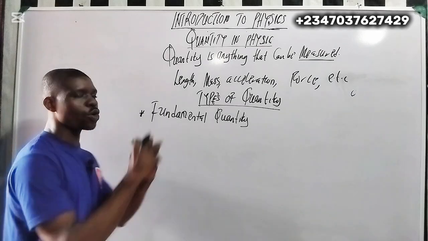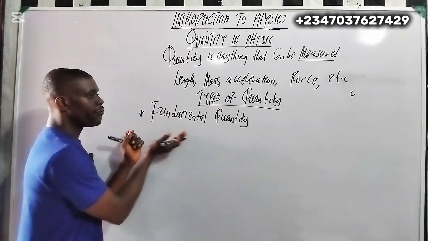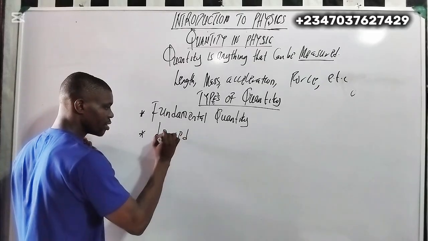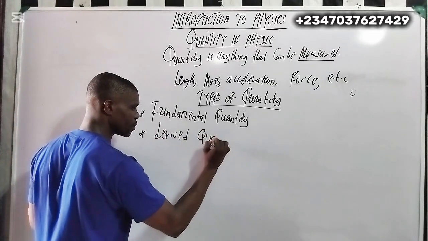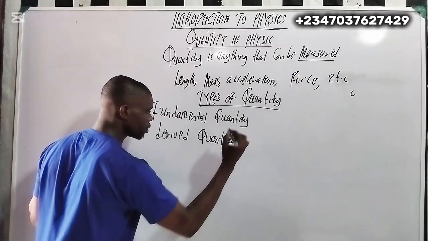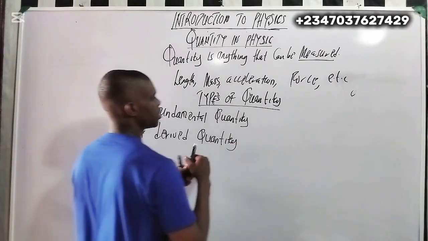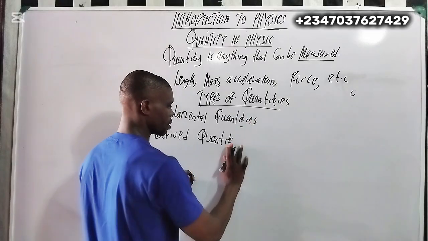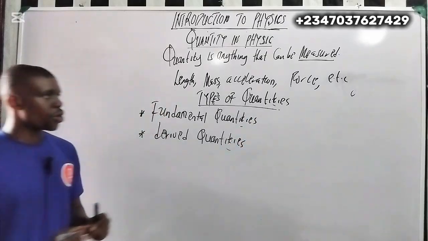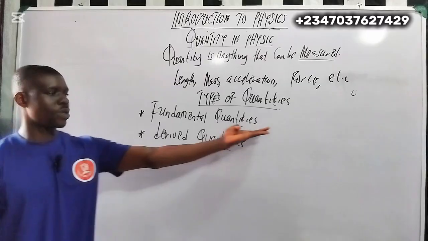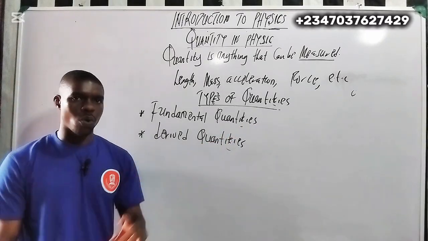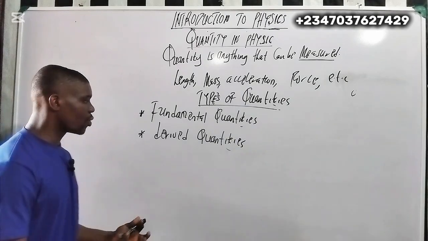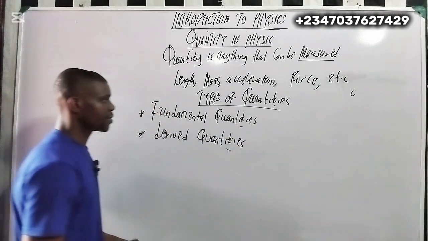Fundamental quantity. Now all the quantities in physics are divided into what? Fundamental quantity. Number two, derived quantity. So let us say types of quantities. We have fundamental quantities and we have derived quantities. So these are things you need to understand very well. Fundamental quantities and derived quantities.